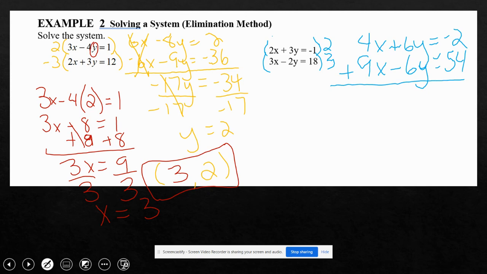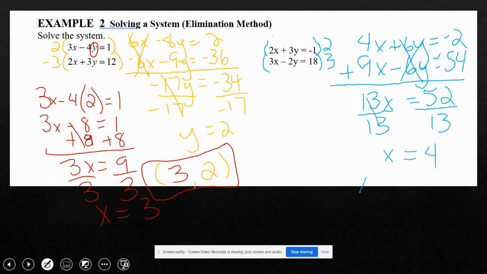Now I can add these together. 4x plus 9x is 13x. 6y plus negative 6y adds to 0 and eliminates out. Negative 2 plus 54 is 52. Divide both sides by 13, and we get x is equal to 4. So the first part of our ordered pair answer is x is 4.